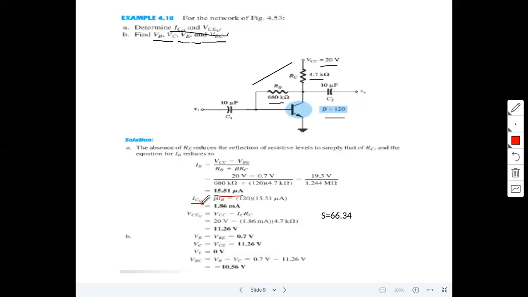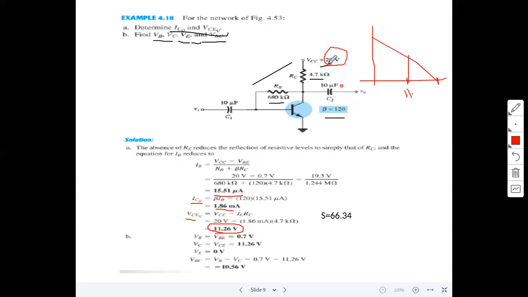Now what is the collector current at the operating point? ICQ is equal to beta times IB, which is 1.86 milliamperes. Then VCEQ is equal to 11.26 volt. Now how to check whether these values are correct or not? Observe here, VCC is 20 volt. VCEQ is 11.26. Here VCEQ is located at 11 point something, so that it is around the middle of the DC load line.